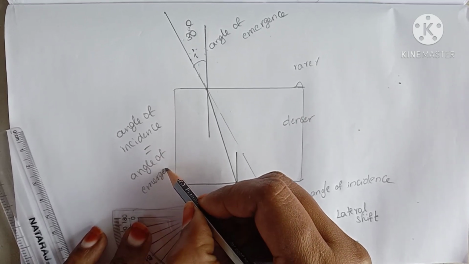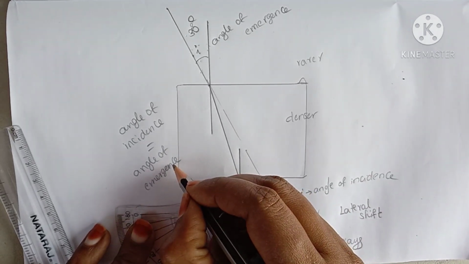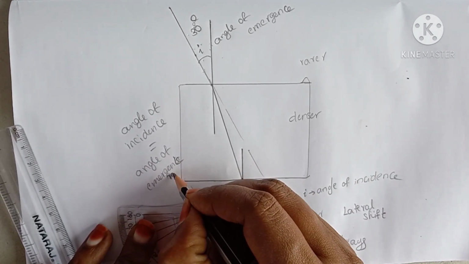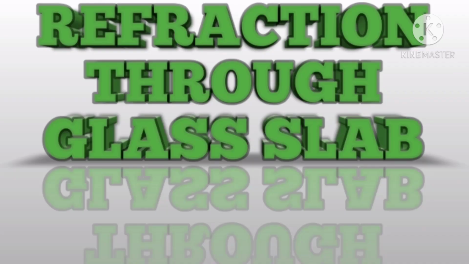So in this activity we can tell 2 points. One is the lateral shift. The second one is that the angle of incidence and angle of emergence are equal. In this activity we took 30 degrees. Like that we have to repeat the activity by taking 45 degrees and 60 degrees. We can identify that the angle of incidence and angle of emergence are equal.